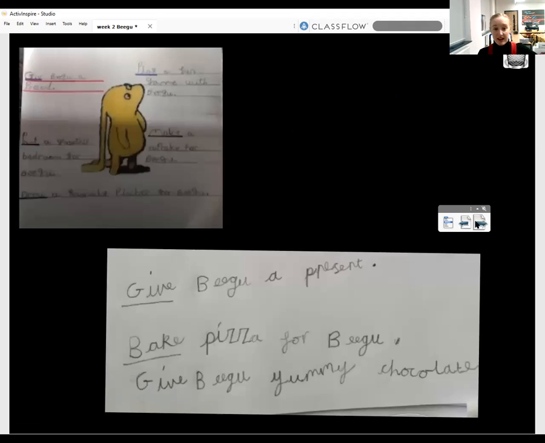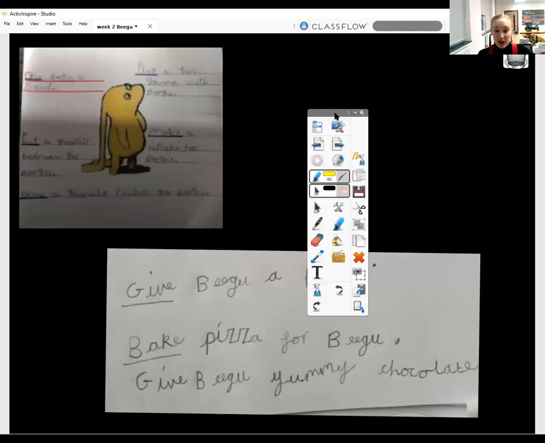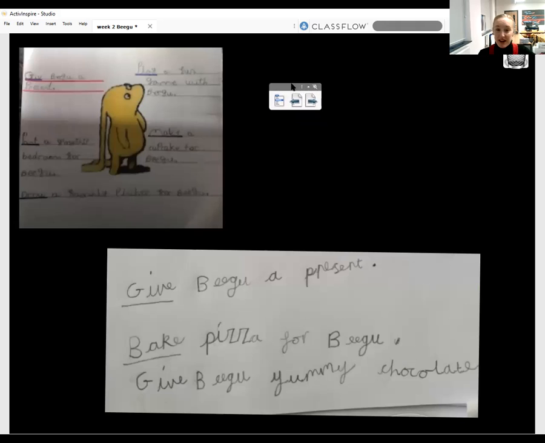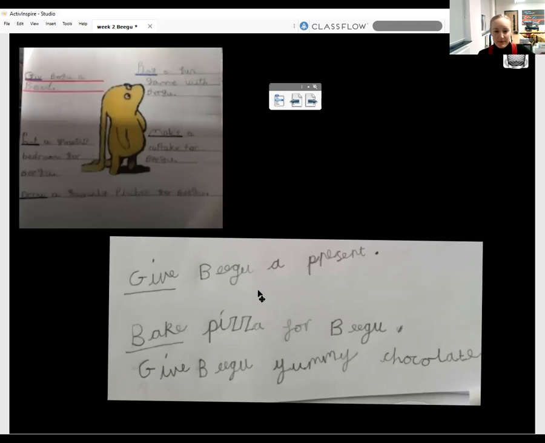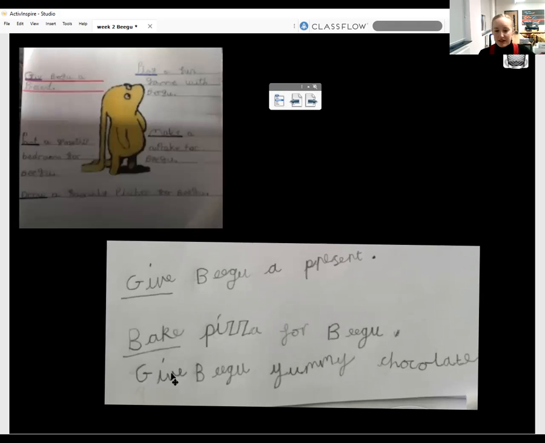Well, I've got some examples that I got sent in, and I actually got a lot more than I have put on here, but these are just a couple I wanted to share with you, just to recap some ideas you might want to steal. So here were some commands that you wrote down, things that you were going to do to make Bigu feel a little bit better. Here I've got give Bigu a present. What a lovely idea. So give Bigu something to cheer her up.